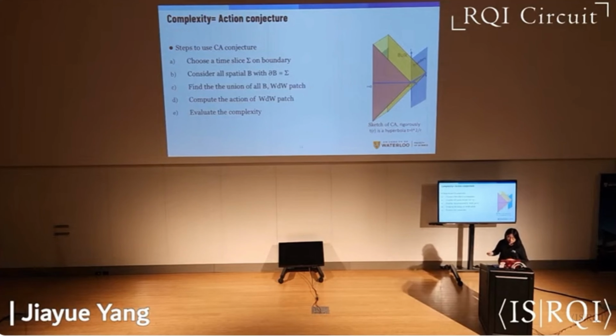Here are the steps to evaluate the complexity equals action conjecture. First, we choose a time slice sigma. Then we consider the union of all the spacelike surfaces, and we compute the action of this region, so we can find the complexity.